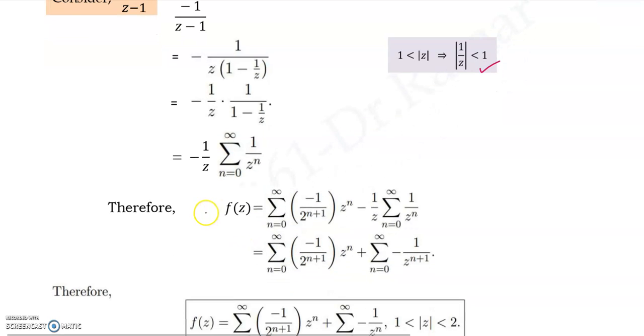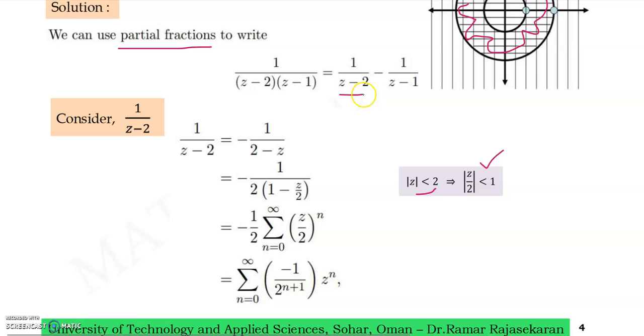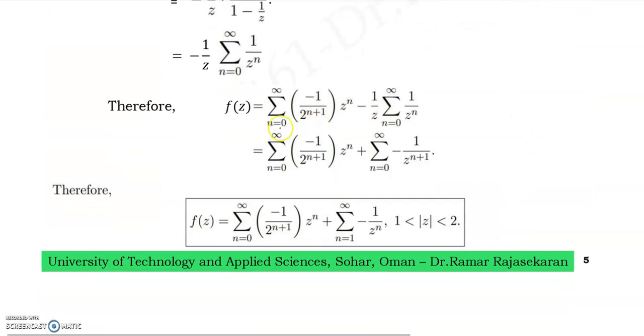Then I can write this inside the summation. So this is the first term of the function and this is the second term of the function. I substitute the summation of the first term and the summation of the second term, then combine. So this is the Laurent series of the given function in this region. Thank you.